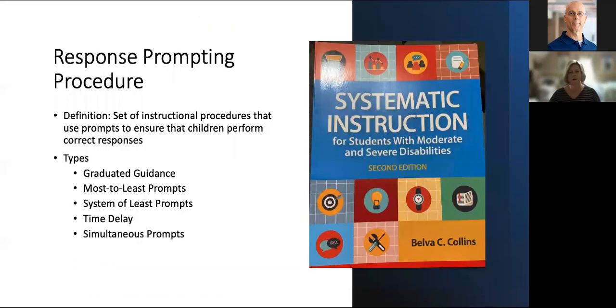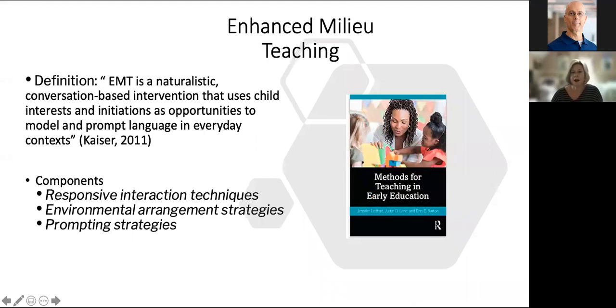Another set of procedures that is very effective in teaching children who are missing prerequisite skills are called response prompting procedures. And I should have said on this other slide, this is a book called Methods for Teaching Early Education. This book is by Justin Lane, who's a colleague of mine at the University of Kentucky, and some colleagues from Vanderbilt University. It's a wonderful resource for learning to teach children to use language intervention strategies.